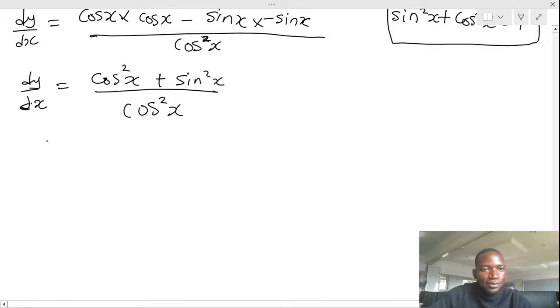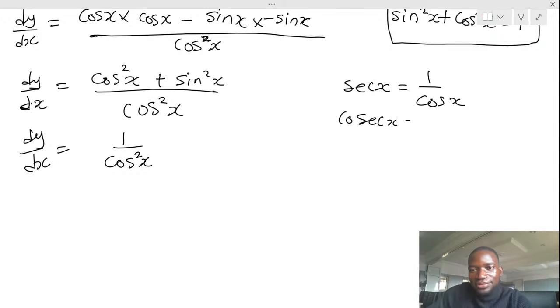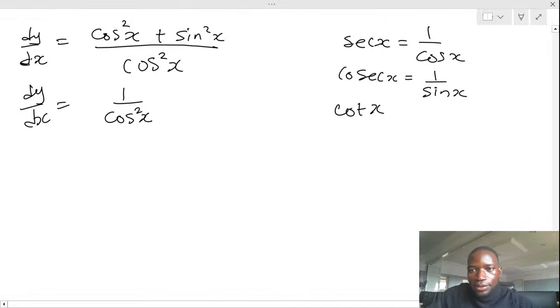So we are going to have dy by dx equal to 1 over cos squared x. All right. Now, according to the trig reciprocals, sec x is the same thing as 1 over cos x. cosec x is the same thing as 1 over sine x. And cot x is the same thing as 1 over tan x.